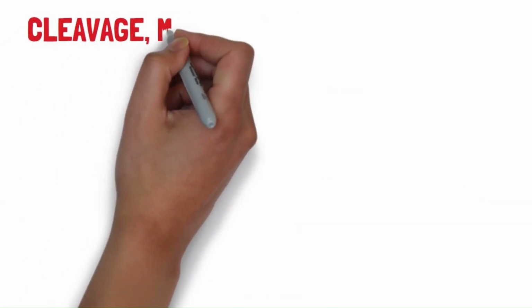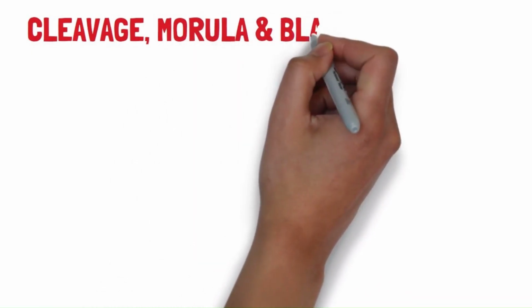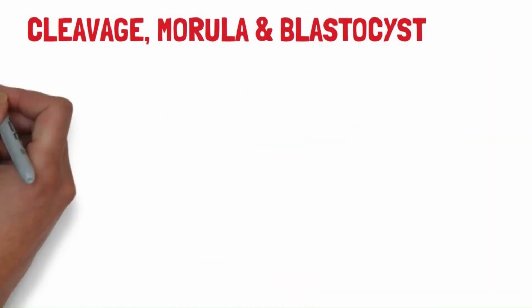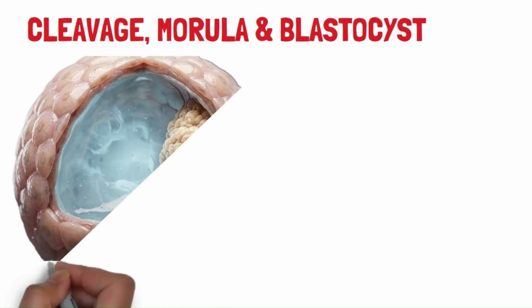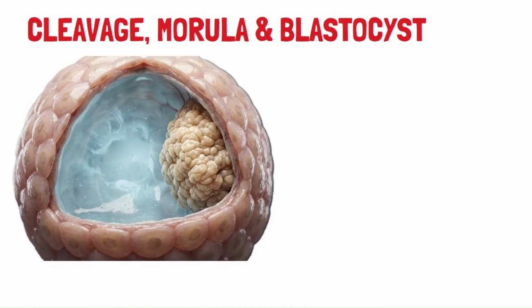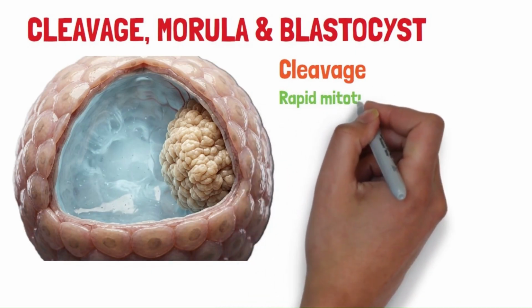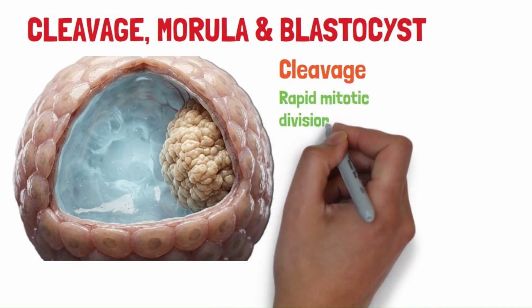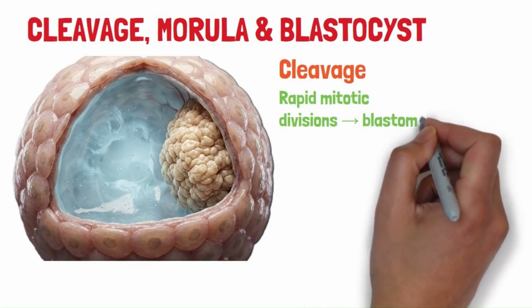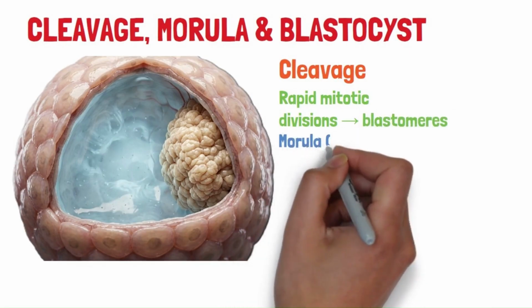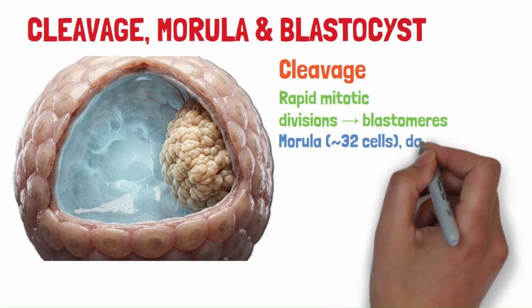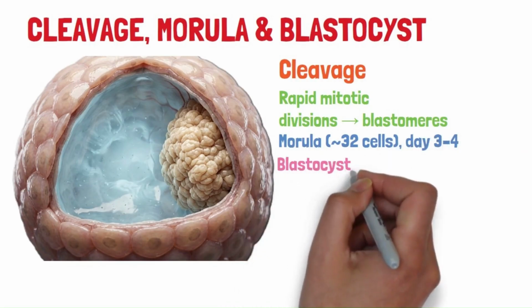After fertilization, the zygote doesn't grow bigger, it just divides. These rapid mitotic divisions produce smaller and smaller cells called blastomeres, all still trapped inside the zona pellucida. By day 3 to 4, you have a solid ball of about 32 cells. That's the morula. By day 5, fluid starts collecting inside and you get a blastocyst.